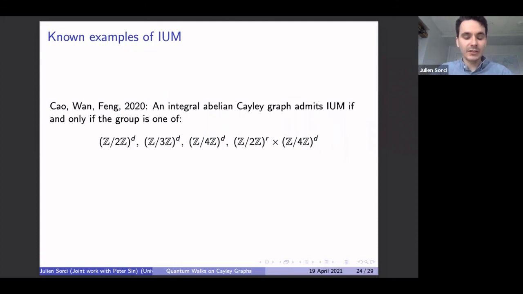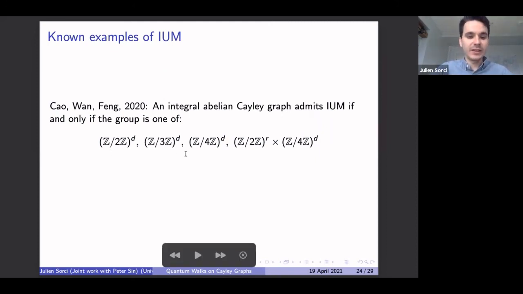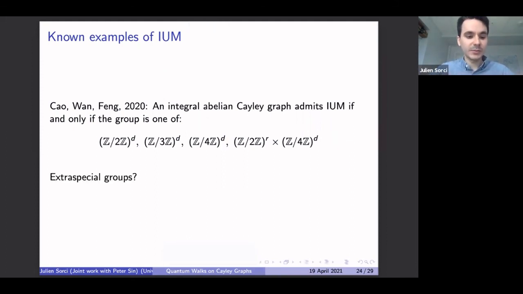And now, like I said before, these extra special groups can be thought of as being very close to being an elementary abelian P group. And so since we have a few elementary abelian P groups that admit instantaneous uniform mixing, it's natural to ask, are these extra special groups close enough so that we might end up with instantaneous uniform mixing? So what's going to happen in this case?